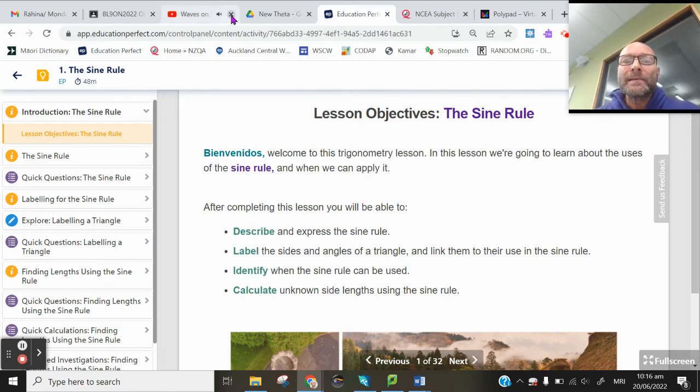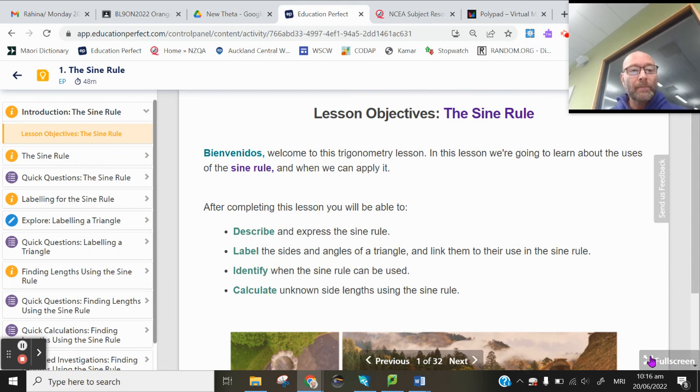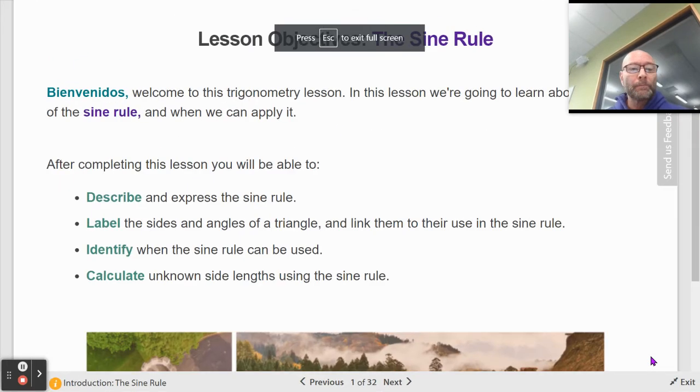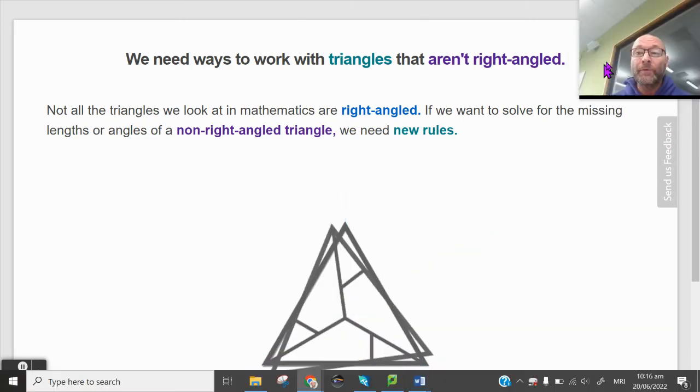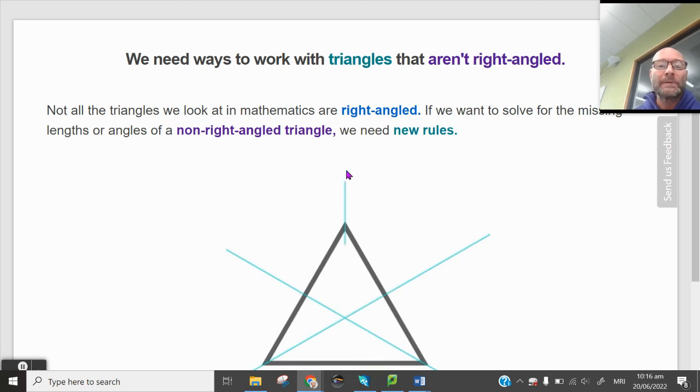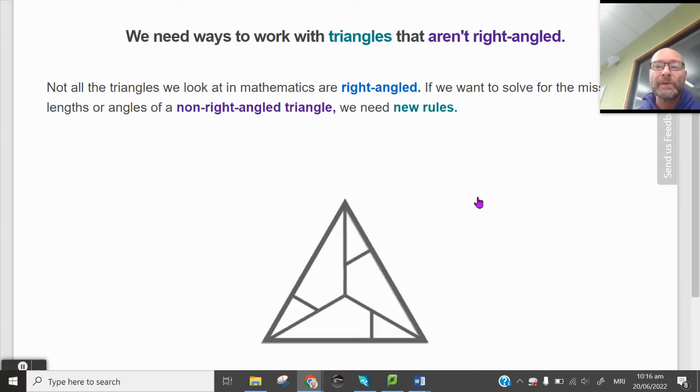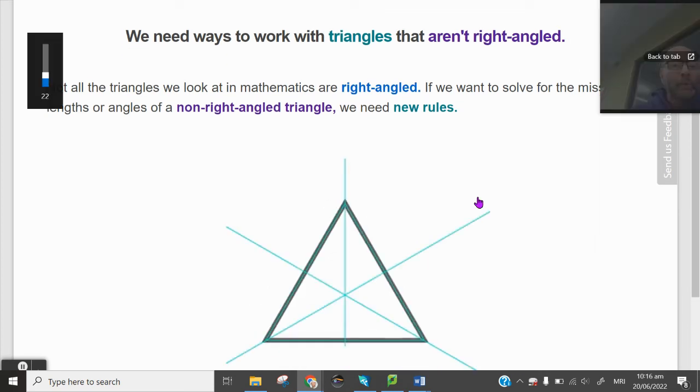In this lesson, we are going to introduce what's known as the sine rule for level 2 trigonometry. With the sine rule, we're going to be working with triangles that are not right angled. Up till now, we've always had right angled triangles, Pythagoras, etc. Well, now we're going to be looking at not right angled triangles.